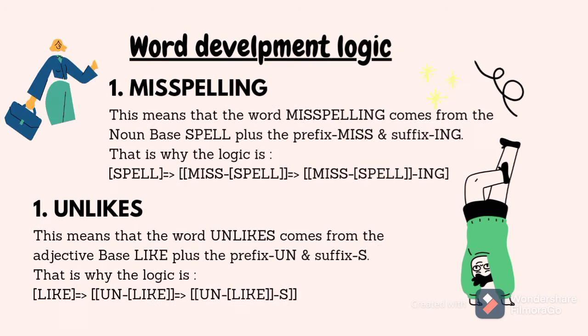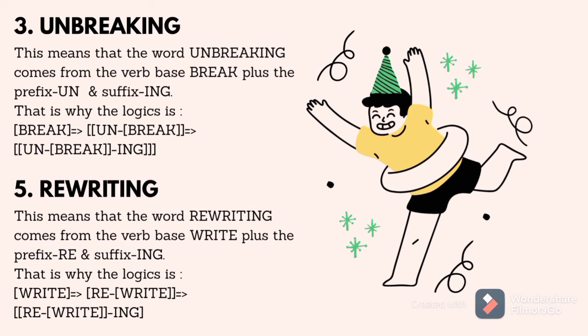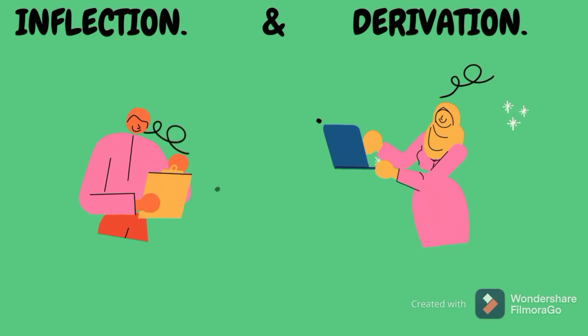The first one, misspelling. This means that the word misspelling comes from the verb base spell plus the prefix mis and suffix ing. That is why the logic is spell, misspell, become misspelling. And then unlikes. This means that the word unlikes comes from the adjective base like plus the prefix un and suffix s. That is why the logic is like, unlike, become unlikes. The process is the same as unbreaking and then waiting.